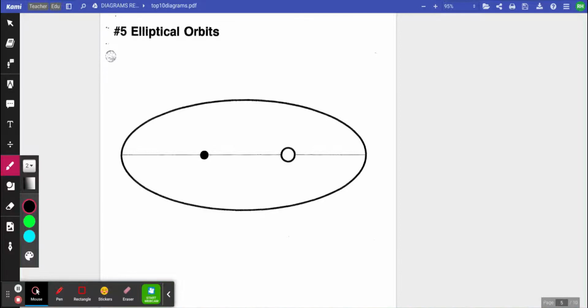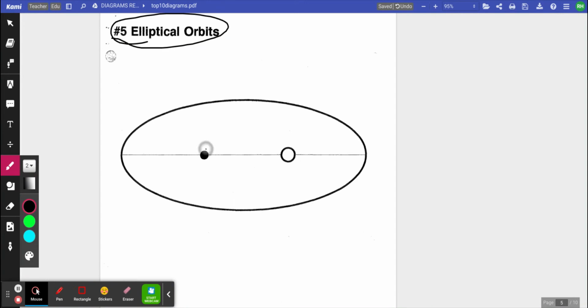Awesome. Next up, we have elliptical orbits. So this shape is called an ellipse, and it is elliptical because it is not perfectly circular. And the more elliptical it is, the more eccentric it is. The eccentricity is a measure of how elliptical, or how not circular, the orbit is.